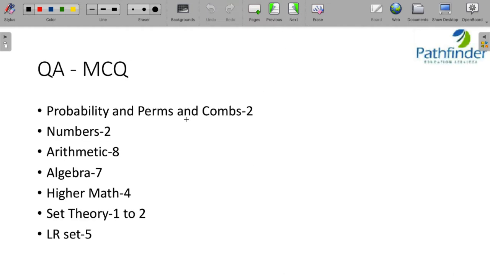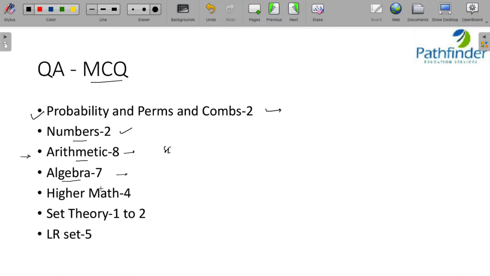Next, we move on to the quantitative aptitude MCQ questions. What appeared here? There were questions on probability, permutation and combinations, around two to three questions. Number theory, there were two questions. Arithmetic, 8 questions. Now, there were questions on SI and CI, there were questions on percentage, on average, on time and work, on time and distance, and so on. This is what arithmetic comprises.